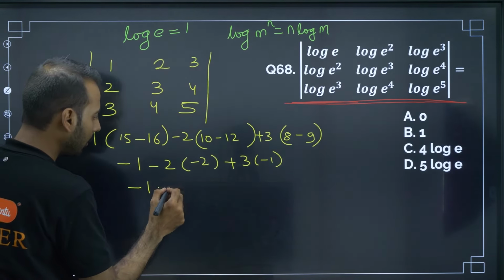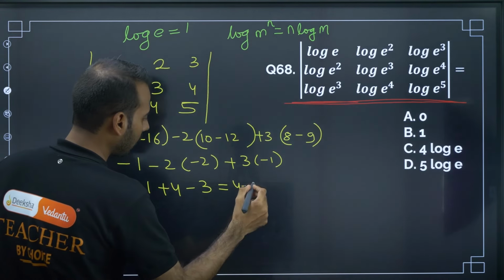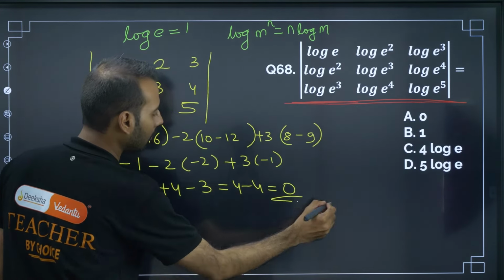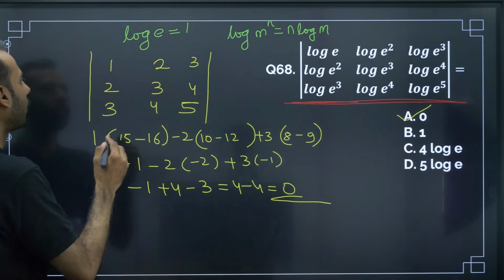So minus 1 plus 4 minus 3, which is equal to 4 minus 4, is equal to 0. So is there any such option as 0? Yes, A is the answer for this. Moving on to the next question.